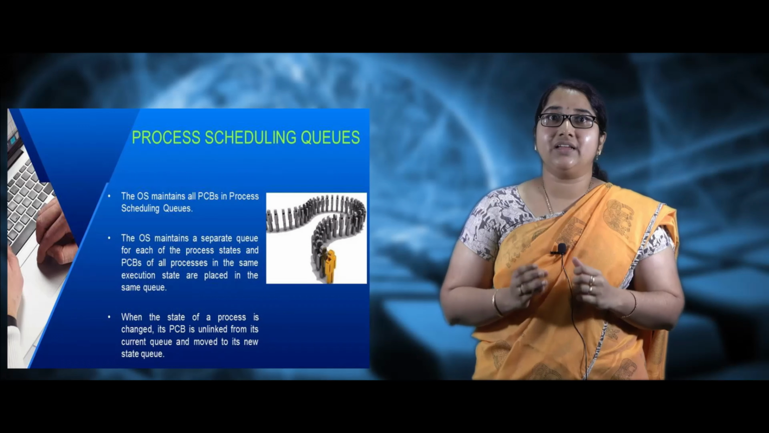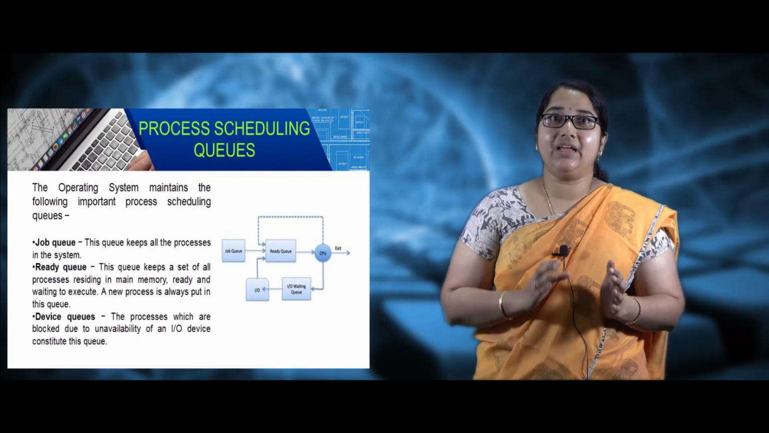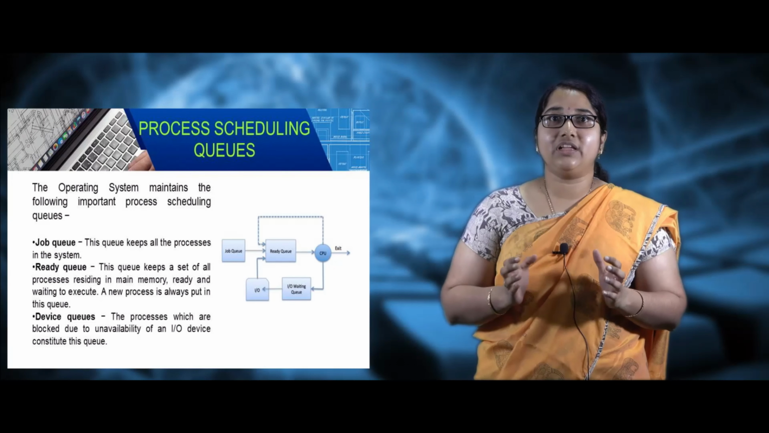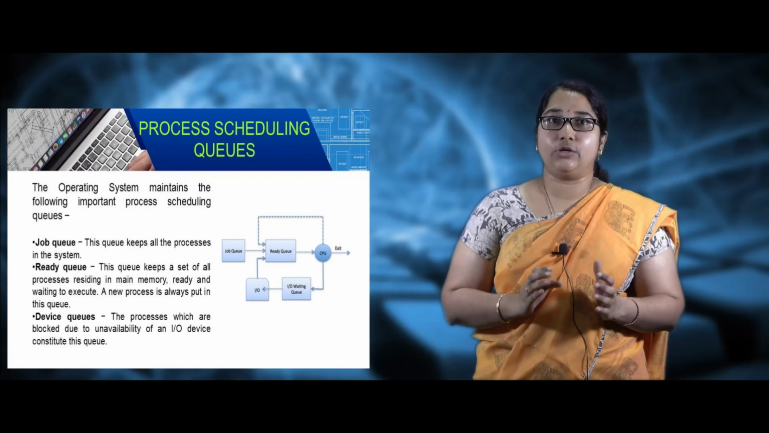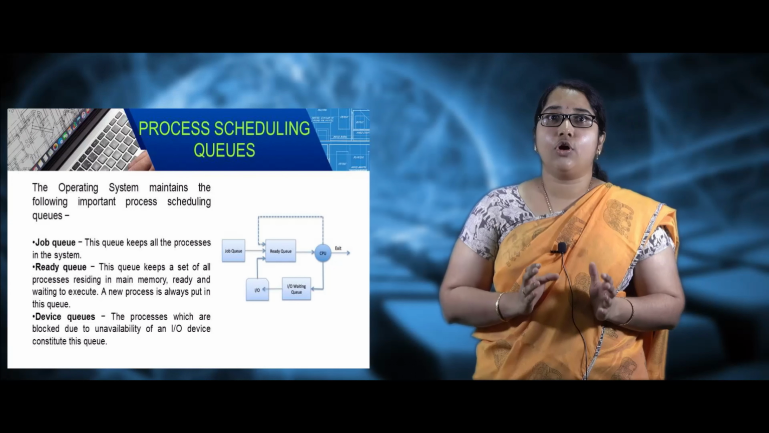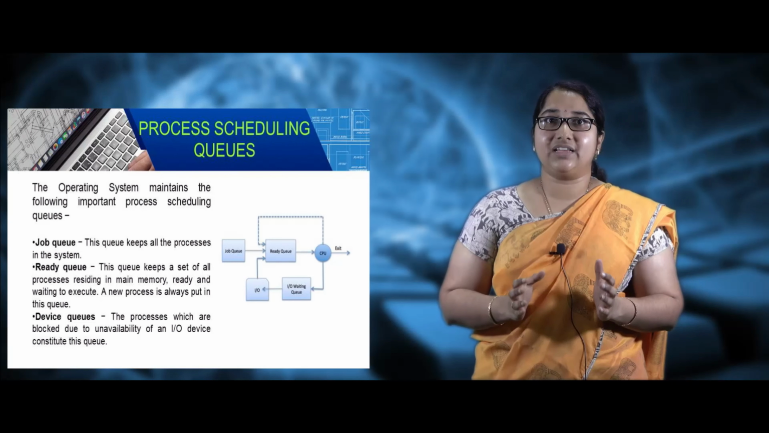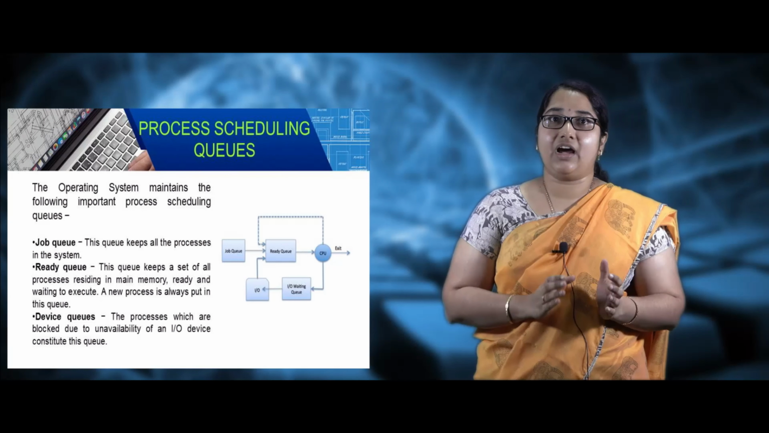Now let us see what types of process scheduling queues are available. The first type is the job queue. In this case, all the processes present in the system are kept in the job queue. The second type of queue is the ready queue. Whenever a process is present in the main memory and is ready to be executed, it is put in the ready queue. All the new processes are always present in the ready queue. The third one is the device queue or IO queue. Whenever a process is waiting for an IO device or for an IO operation to occur, all such processes are present in the IO or device queue.